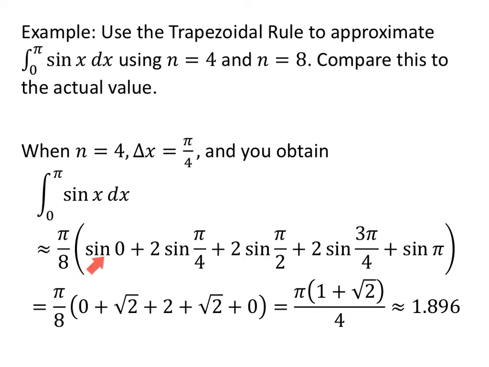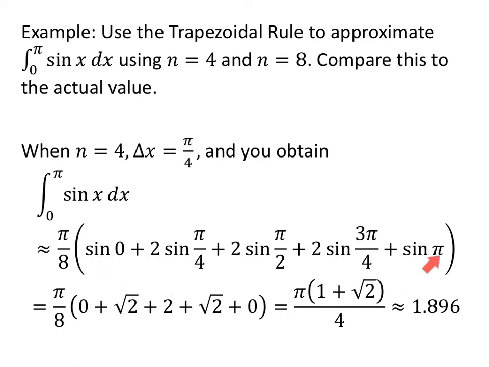times sine of 0 plus 2 times the sine of pi over 4 plus 2 times the sine of 2 pi over 4, right, the second subinterval, but we'll simplify that to pi over 2, plus 2 times the sine of 3 pi over 4, plus 1 times the sine of 4 pi over 4, which we just call the sine of pi. So my interval from 0 to pi is cut into 4 pieces. Those 4 pieces are marked by 0, pi over 4, pi over 2, 3 pi over 4, and pi. Those are the x sub i values from the rule.